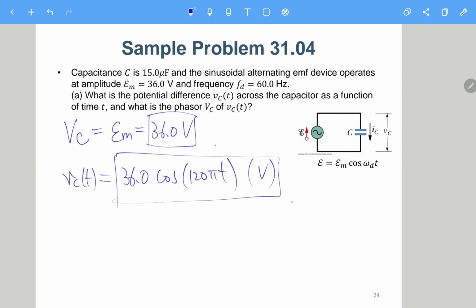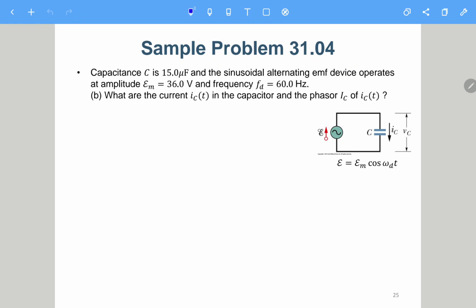Here, part B: what is the current IC of t and also the phasor capital IC? Of course you can just use I of t equals C dV of t over dt. You can actually just use the differential equation, but if you don't want to use the differential equation, you can just use the phasor.